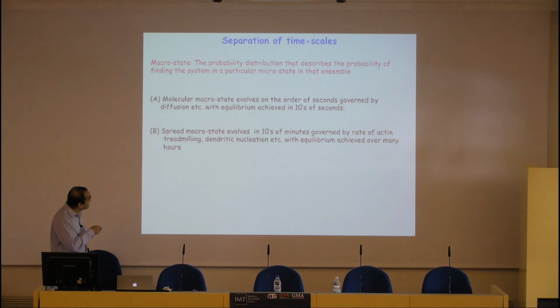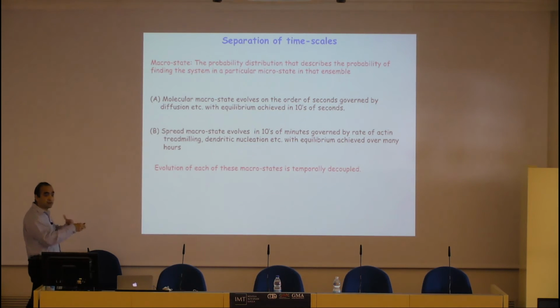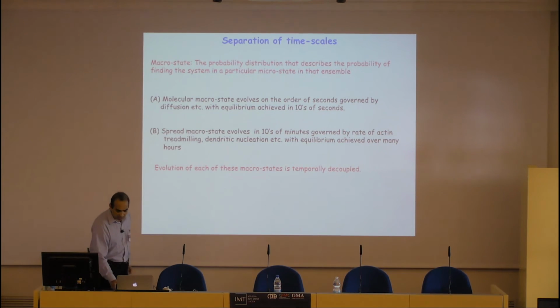The spread microstate, on the other hand, when you're actually changing the shape of the cell, that occurs by processes like actin treadmilling, and I'm not going to go into those details, much slower timescale processes. And those microstates are changing on the orders of tens of minutes. So the spread macrostate is changing on the order of tens of minutes. And that means that I've got a separation of timescales. There's a temporal decomposition of the timescales between these molecular microstates and spread microstates, and I'm going to use that to look at the equilibrium system.